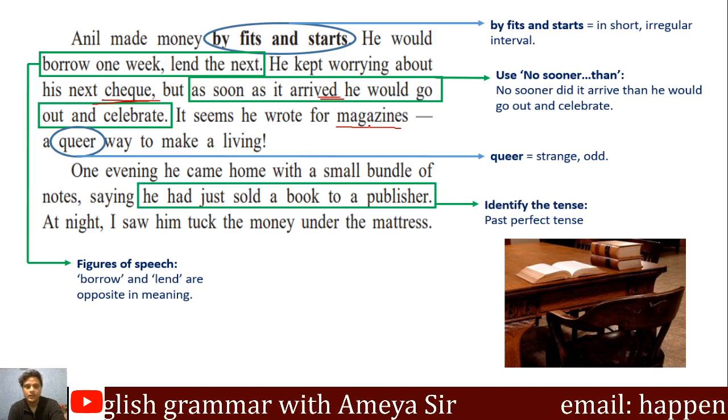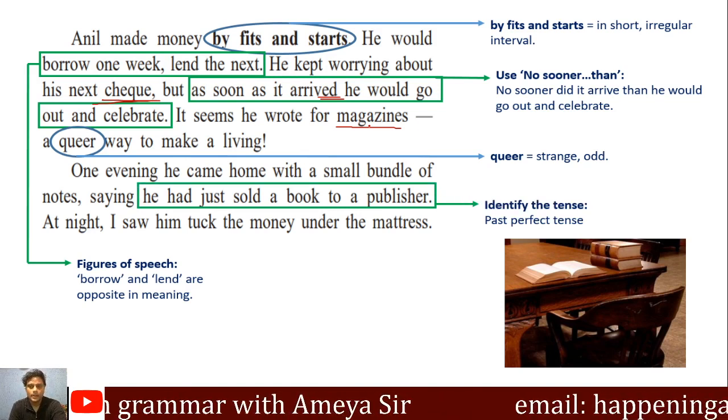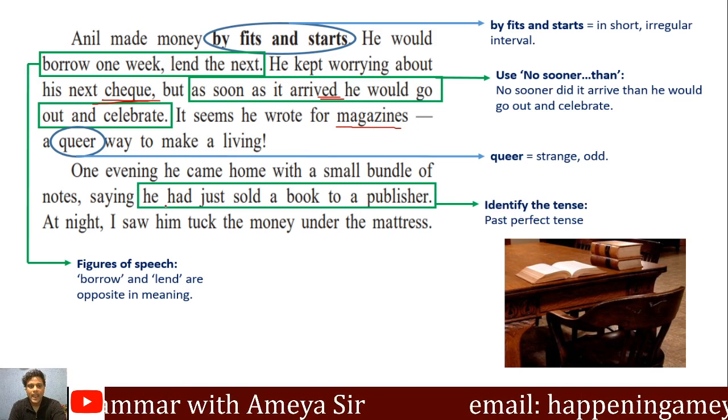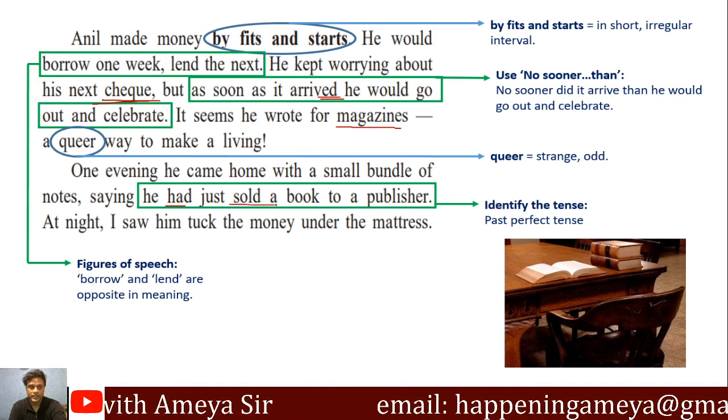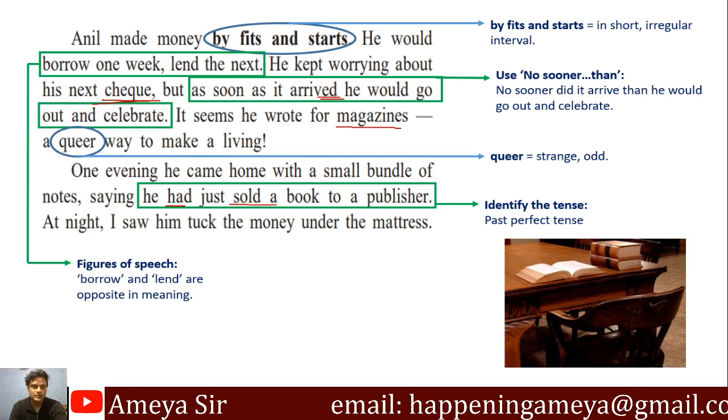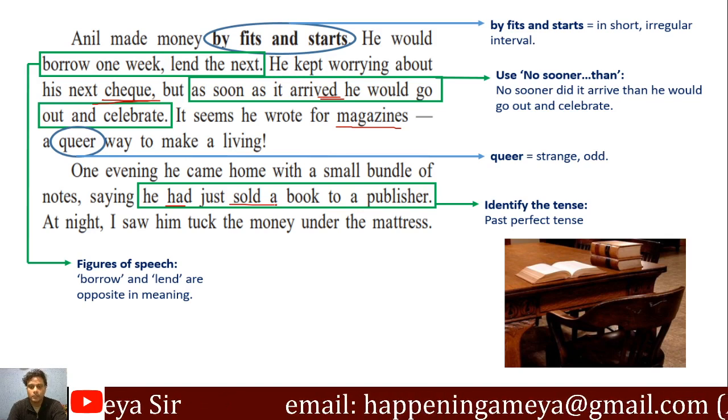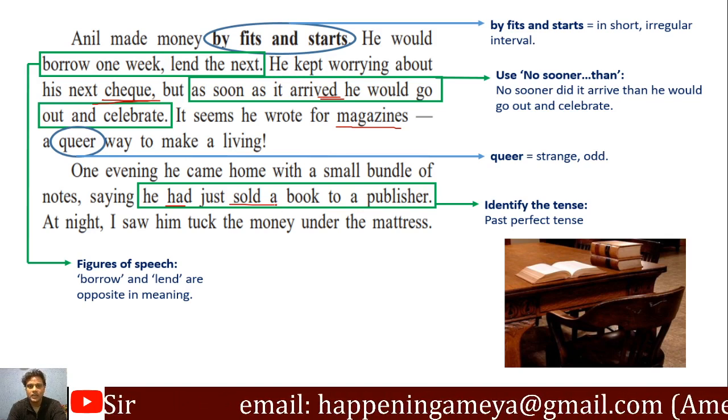Yes, it's there. He had just sold a book to a publisher. Identify the tense. Had sold. That makes it the past perfect tense. Brilliant, guys. So he was a writer. He used to write for magazines and get money that way.